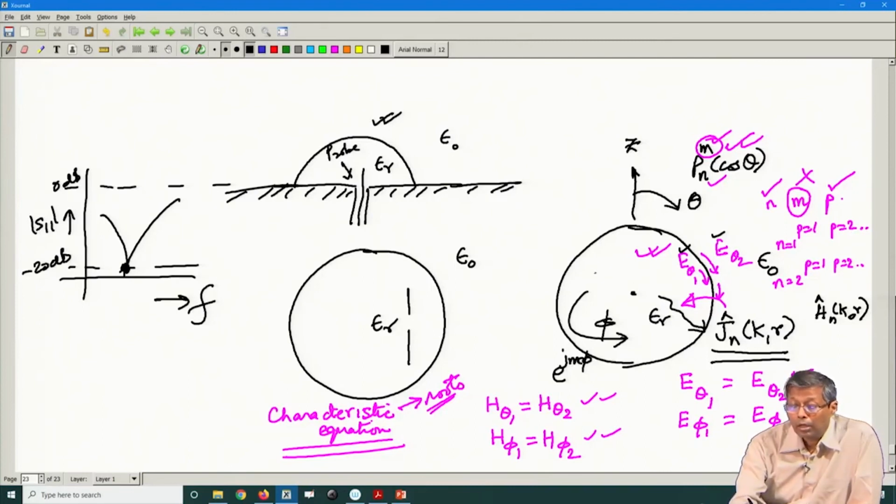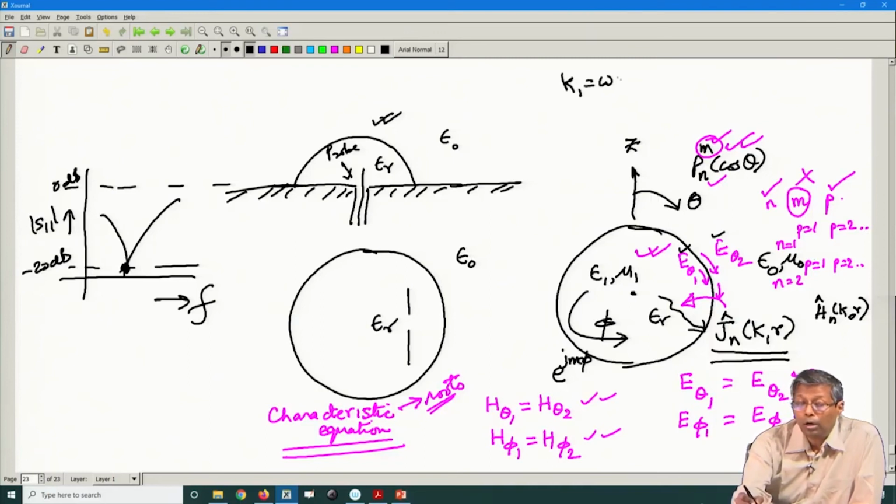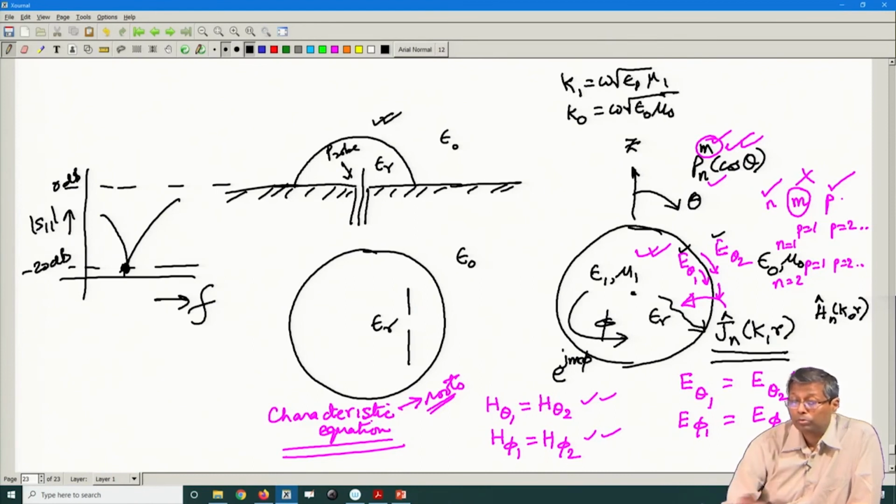So, if this is epsilon 1 mu 1 and this is epsilon naught mu naught, then k 1 is going to be omega root epsilon 1 mu 1 and k 0 will be equal to omega root epsilon naught mu naught. So, this is k 0 and that is k 1, because this is located in this region, and that is located in this region.